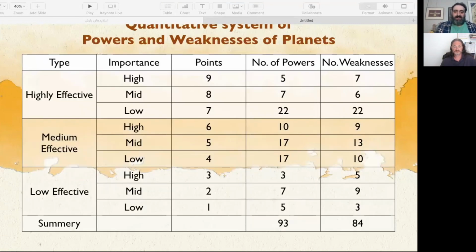Before I go to the calculation part, I want to tell you about the quantitative system of powers and weaknesses of planets. In Persian astrology, we have a system very similar to Shadbala, but it has three main layers: highly effective, medium effective, and low effective. Each layer is divided by three: high, mid, and low importance. The total number of powers is 93, and the total number of weaknesses is 84.